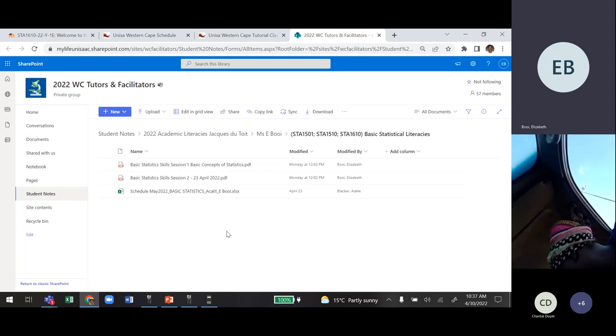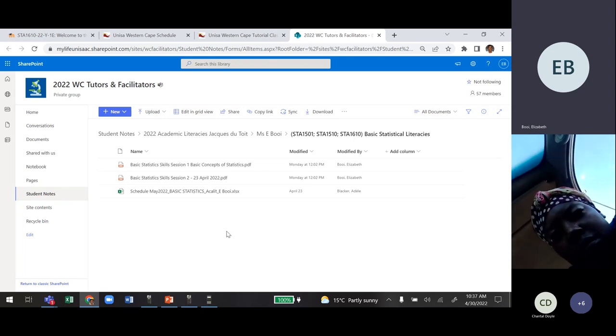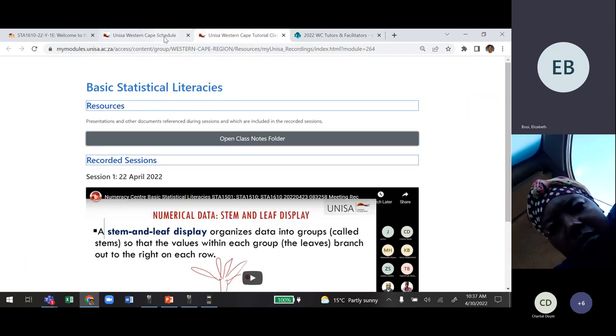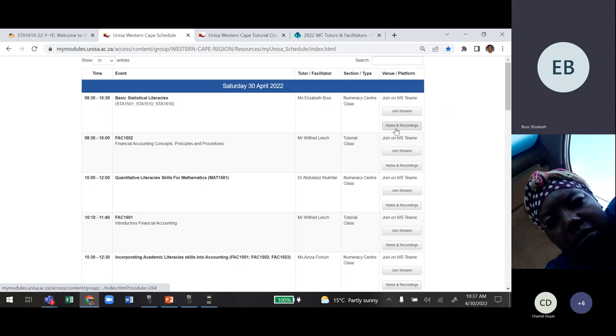So always the notes will be here. If you missed a class and you need notes, they will always be loaded here. You get them via the schedule under this button, notes and recordings.